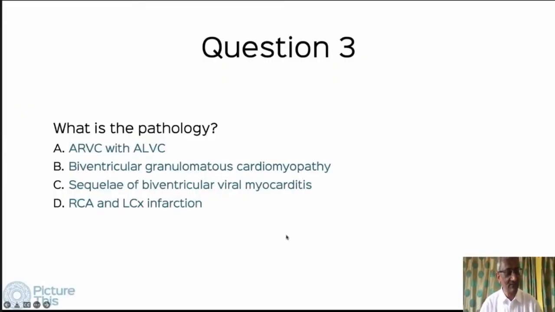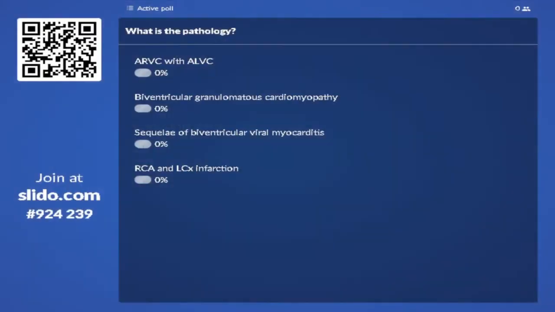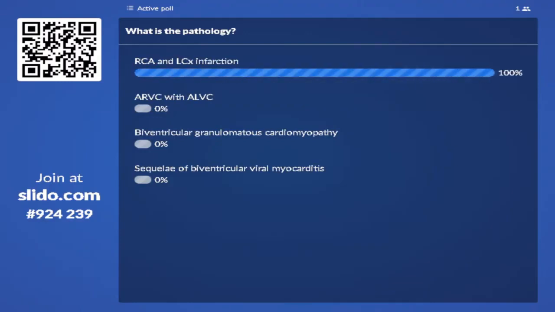Is this ARVC with ALVC? Is this biventricular granulomatous cardiomyopathy? Are these the sequelae of earlier viral myocarditis? Or is this RCA infarction with circumflex infarction? And the question is whether what looks like ARVC is really ARVC or it's one of these two. So can we run the question?